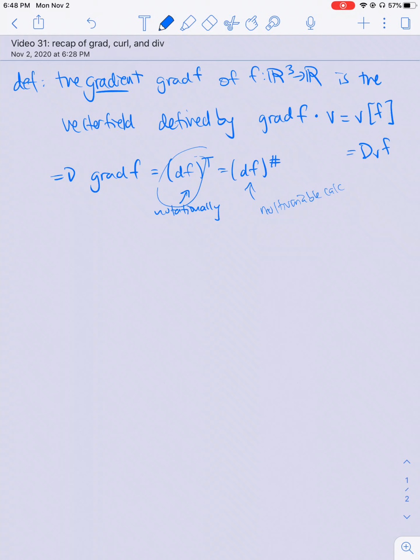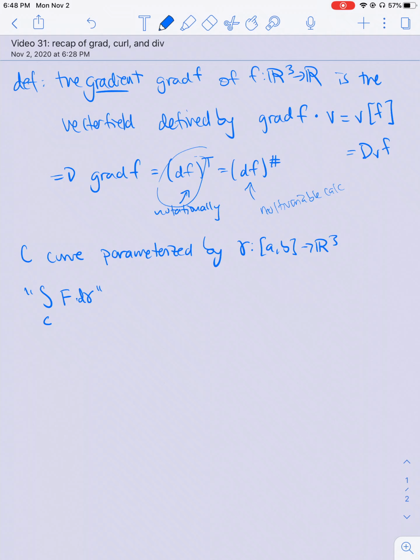So I can integrate vector fields over curves. So if C is a curve parameterized by gamma, which is a map from the interval [a, b] to R3, then I can define the integral of the vector field f over the curve with respect to gamma. I'm just going to use the notation integral over C of f dot d gamma.